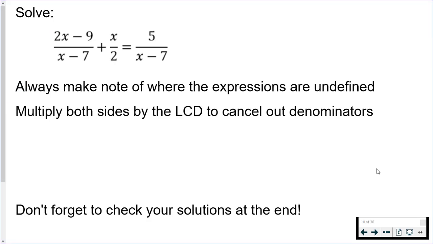Here is another example of solving a rational equation. I put a note on here to make sure that you always make a note of where the expressions are undefined, because if you end up getting an answer in the end that would create a denominator of 0 in your original equation, then you can't include that number because you are never allowed to divide by 0. So that's where I'm going to start before I even try to solve this.